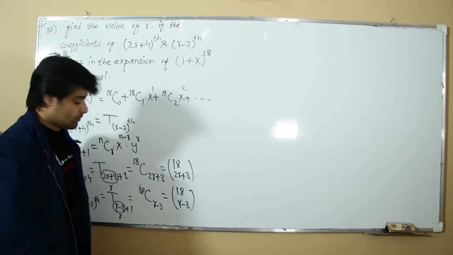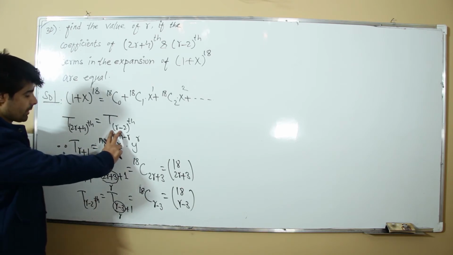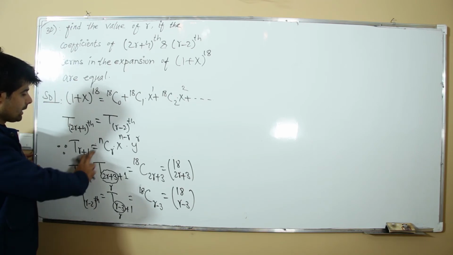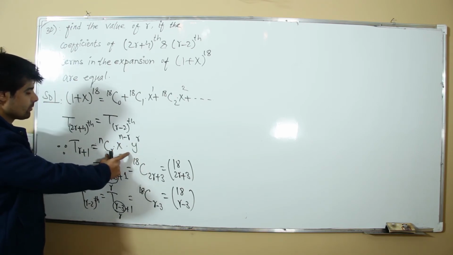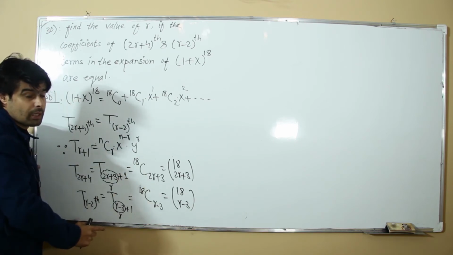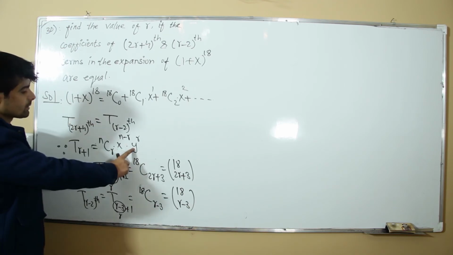Have you got? Listen. This coefficient with this coefficient are equal. Yes. But we know this formula, nCr x to the power n minus r y raised to the power r. This is not the formula for the coefficient. It's the formula for the general term. In here your x is 1, your y is x. Then we can delete this one.